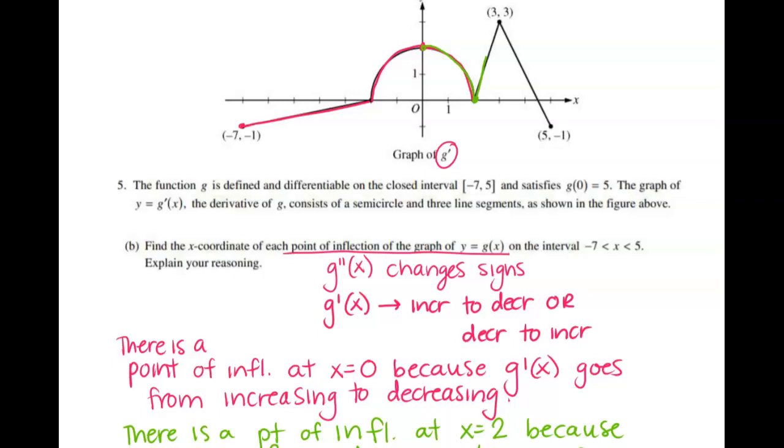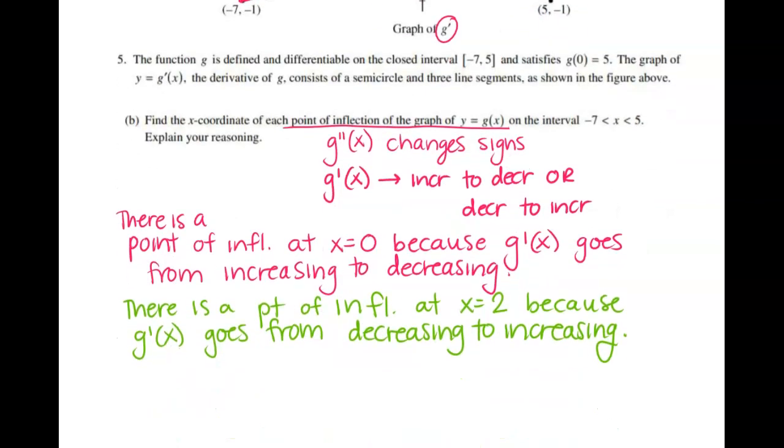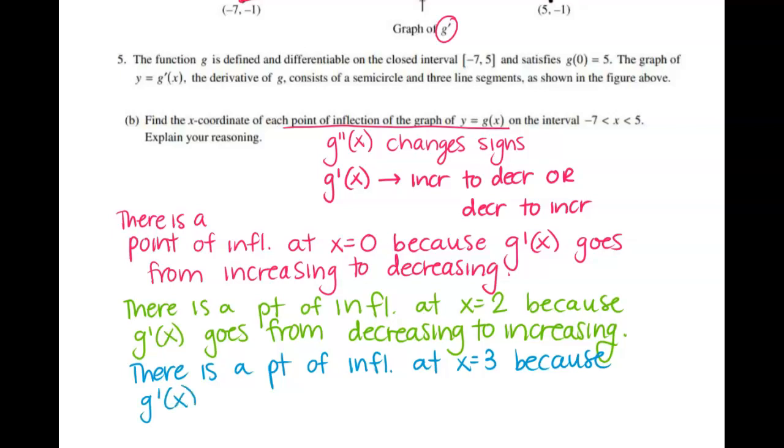And now at 2, it'll increase until it gets to 3, and then it'll decrease until the end of the interval. So at 3, there's a point of inflection because it goes from increasing to decreasing. So last, there is a point of inflection at x equals 3 because g prime of x goes from increasing to decreasing.